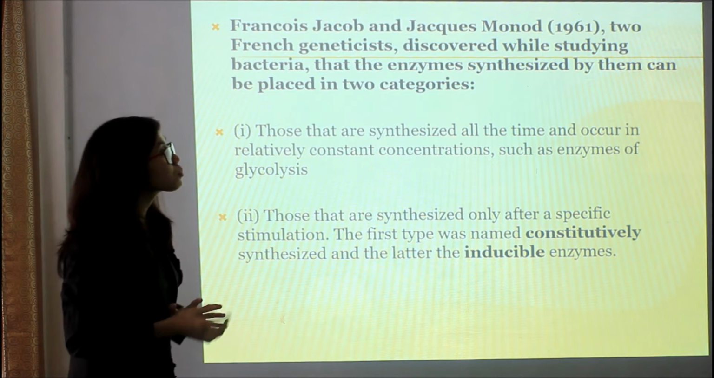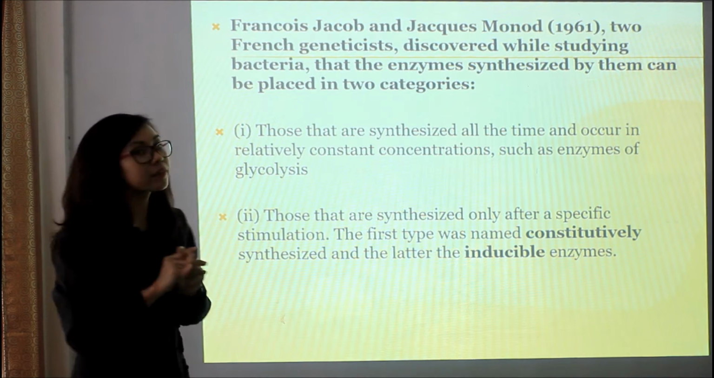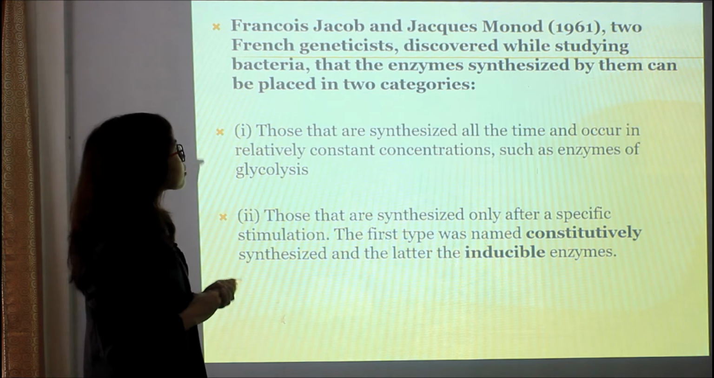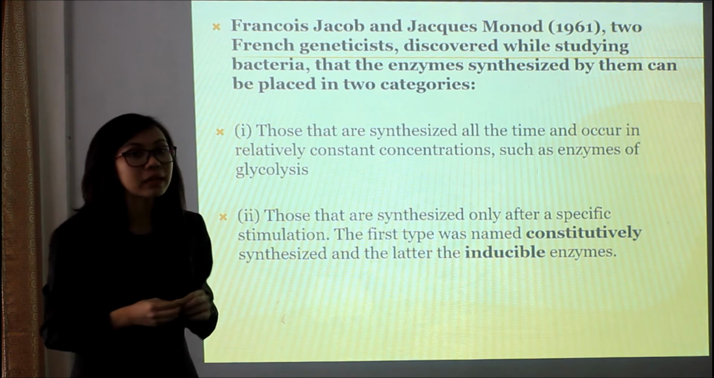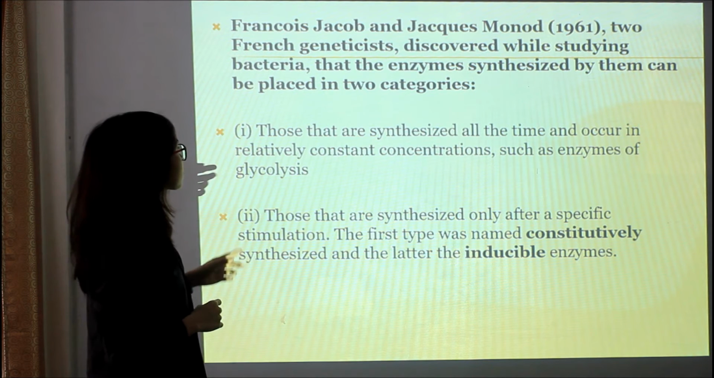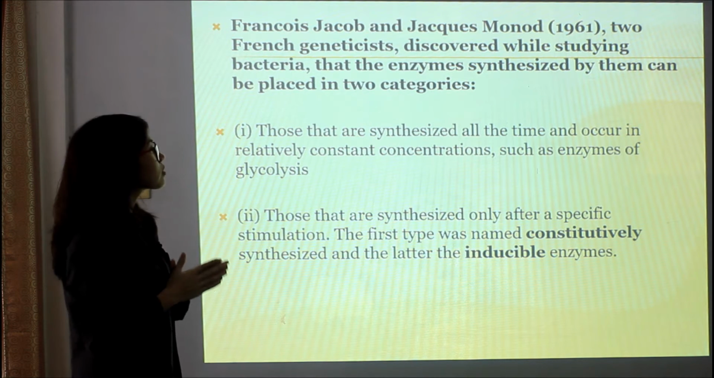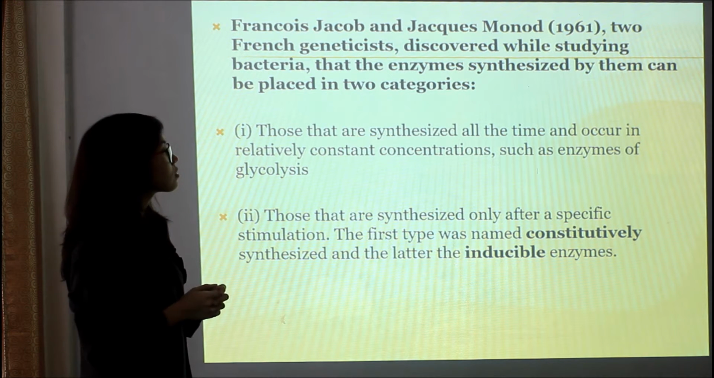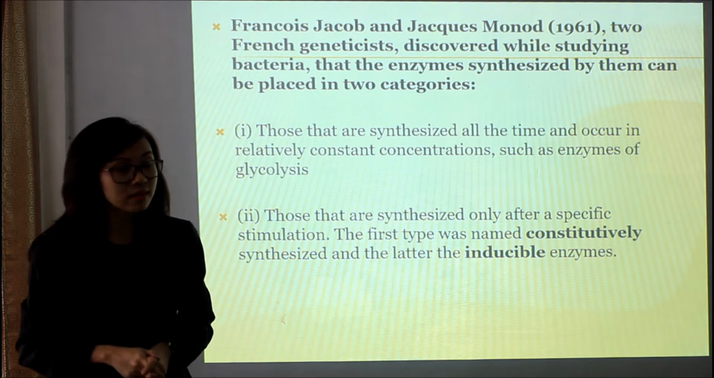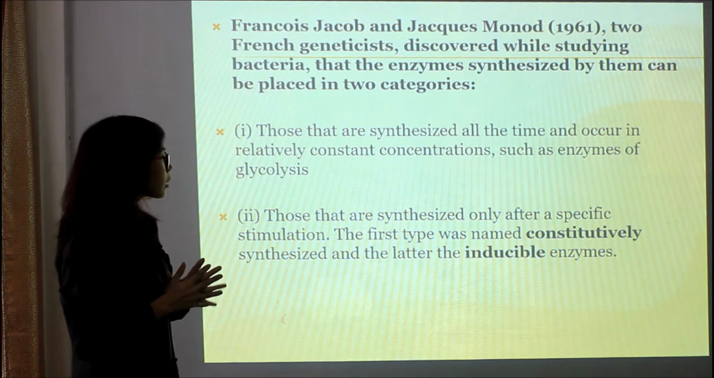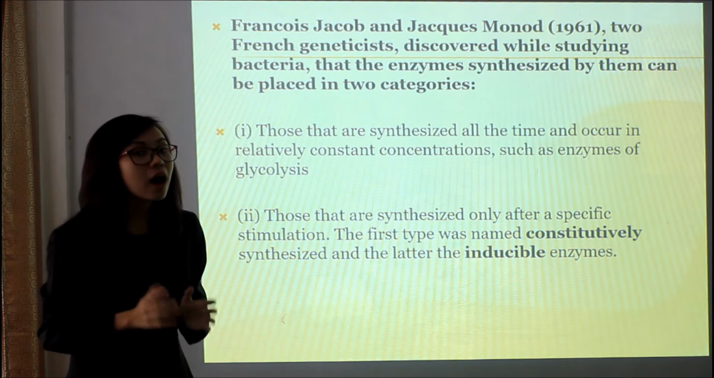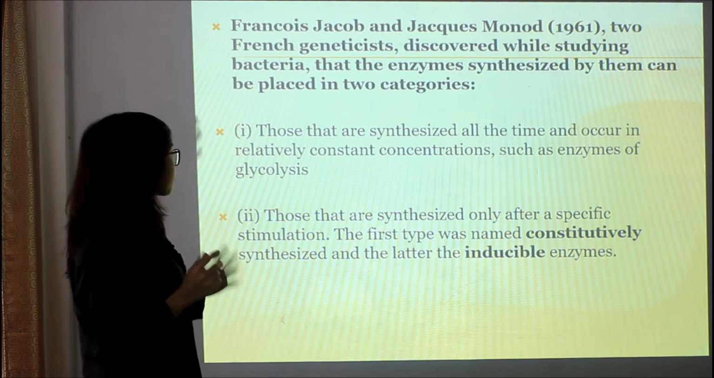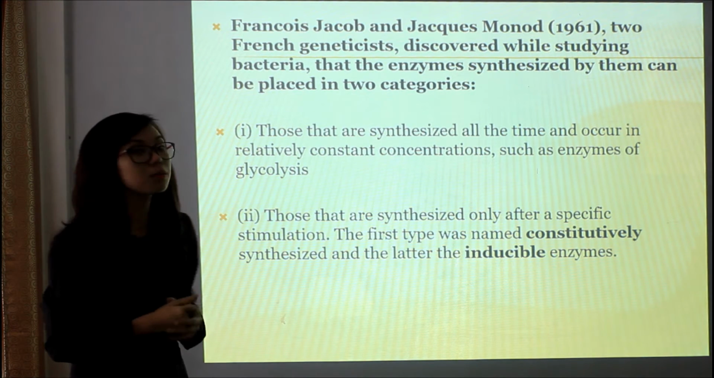Francois Jacob and Jacques Monod, the 2 French geneticists, discovered in 1961 while studying bacteria that the enzymes synthesized by them can be placed into two categories. The first are those that are synthesized all the time and occur in relatively constant concentrations, such as enzymes of glycolysis. The second are those that are synthesized only after a specific stimulation. The first type was named constitutively synthesized, and the latter the inducible enzymes.